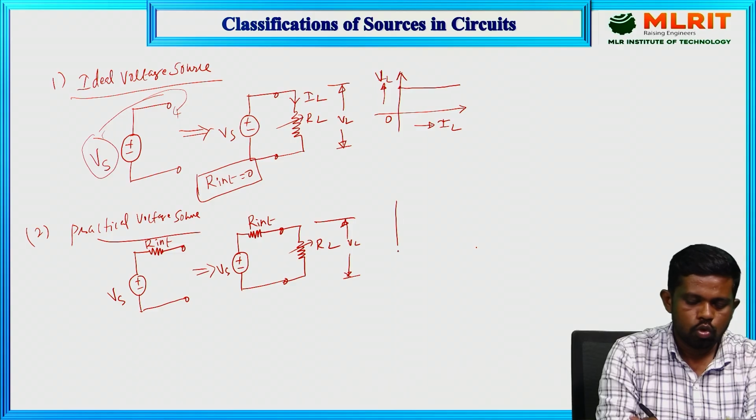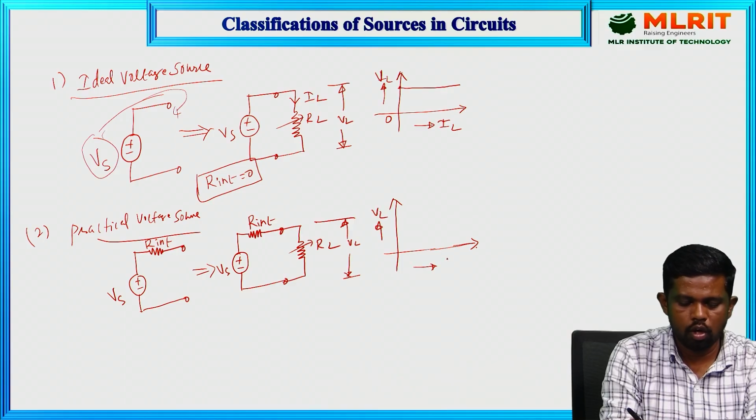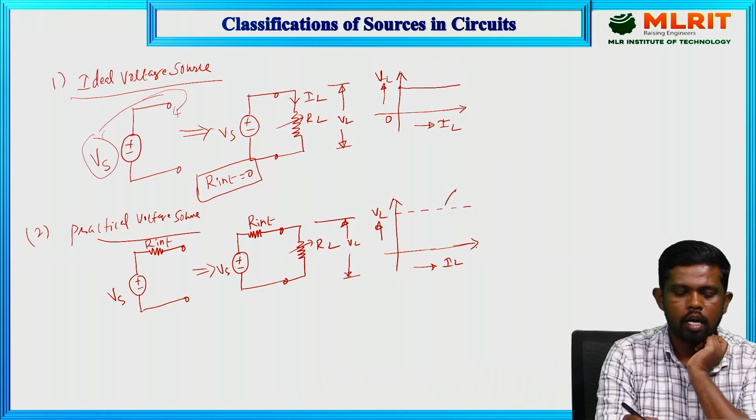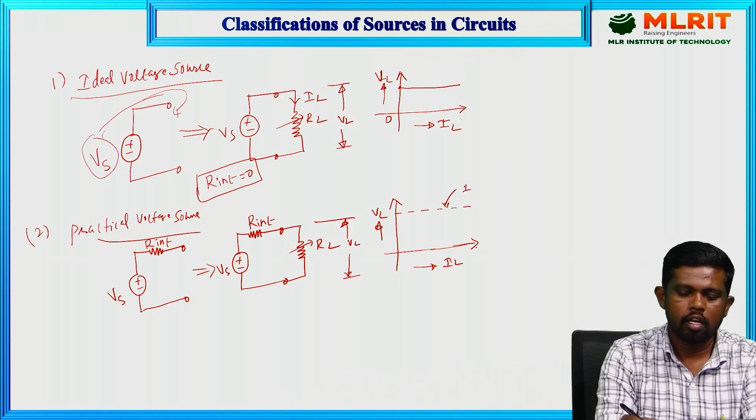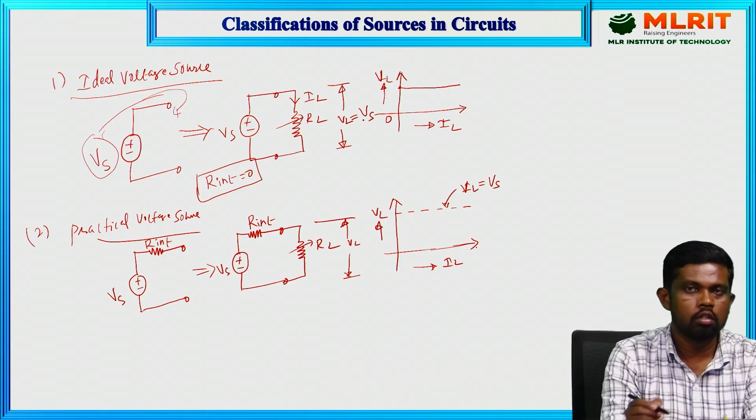We need to analyze the voltage and current across the load, so on the y-axis we would like to take the load voltage, and on the x-axis we need to consider the load current. So this is the ideal characteristic of the load for an ideal voltage source. In the ideal case, VL equals Vs, meaning the voltage across the load should be equal to the source voltage.